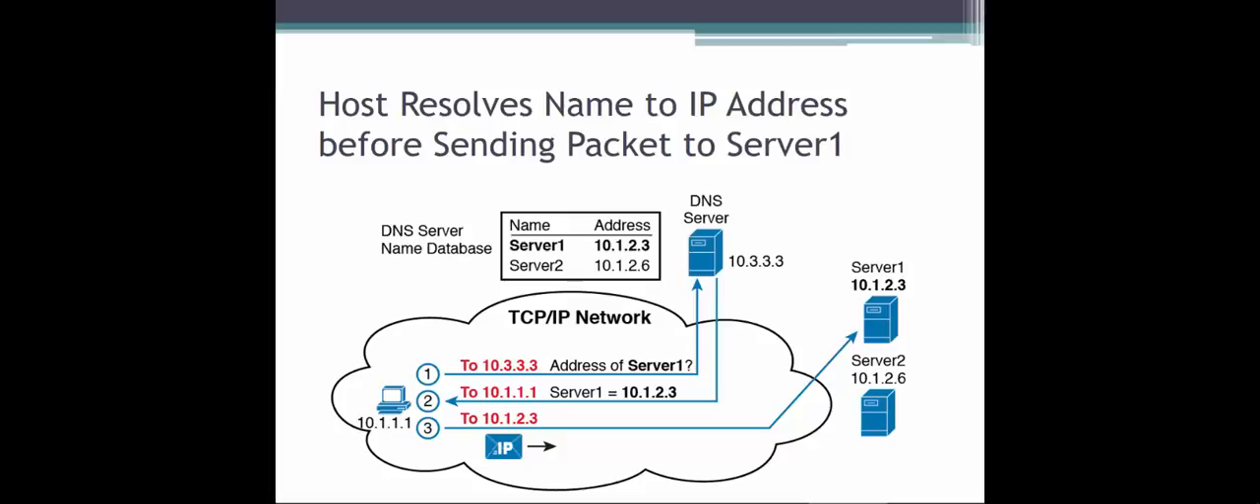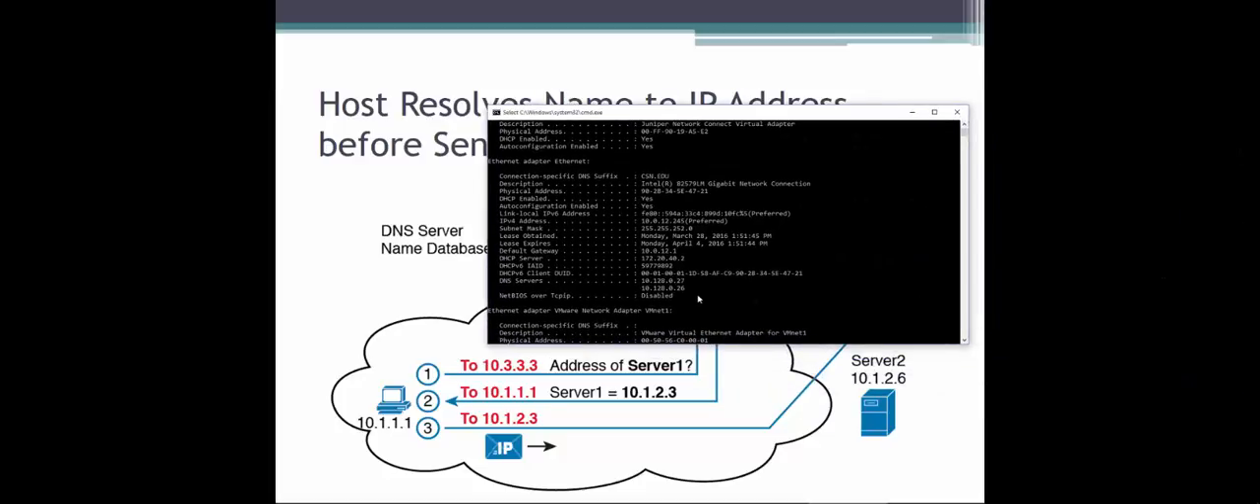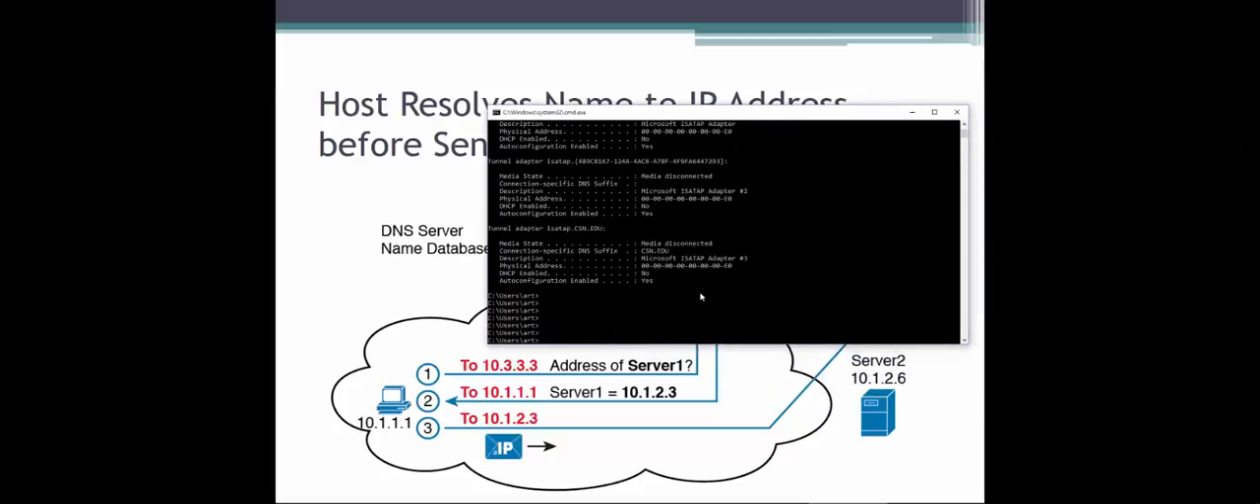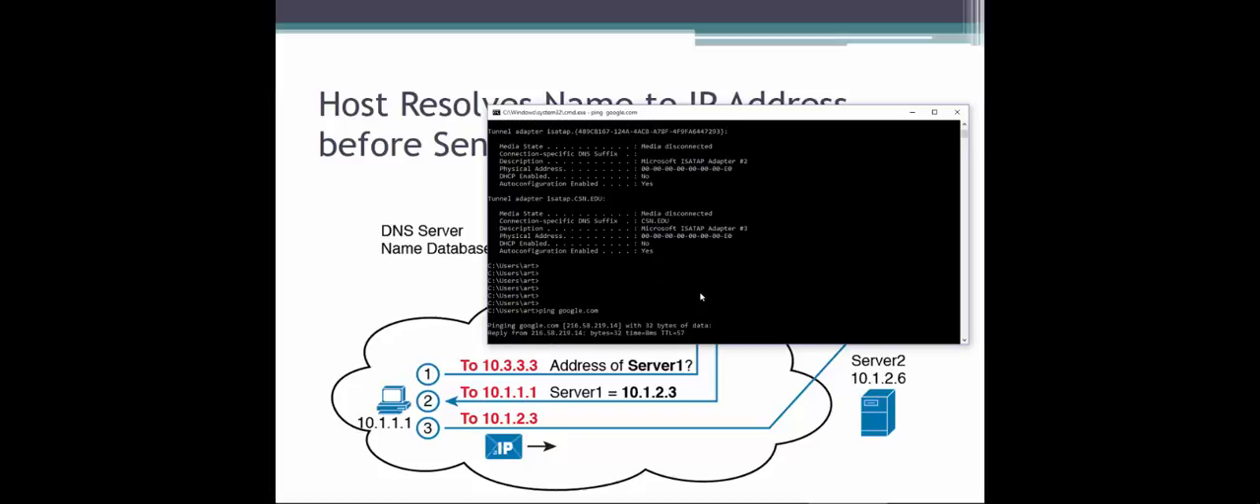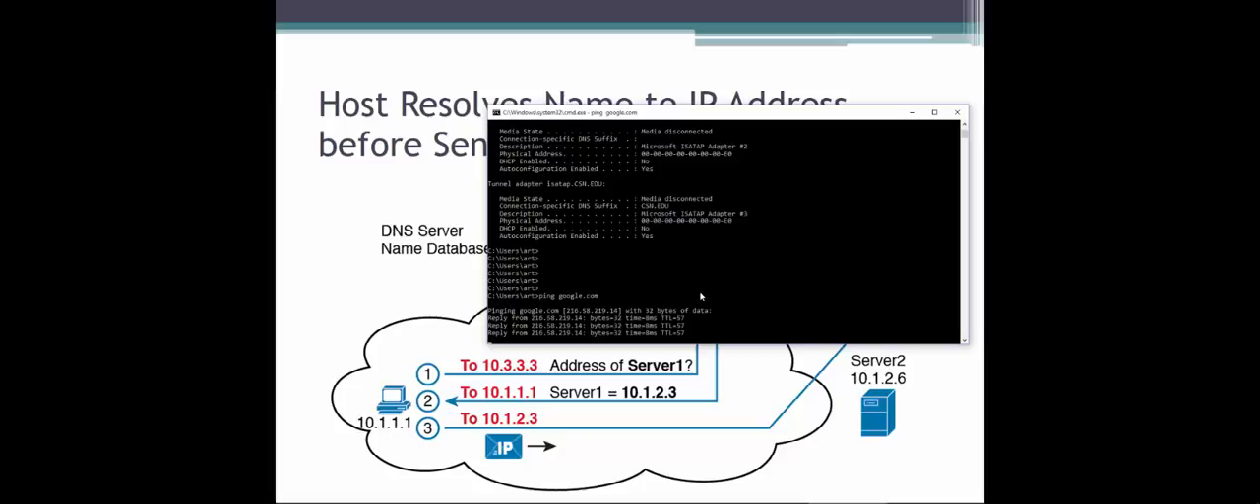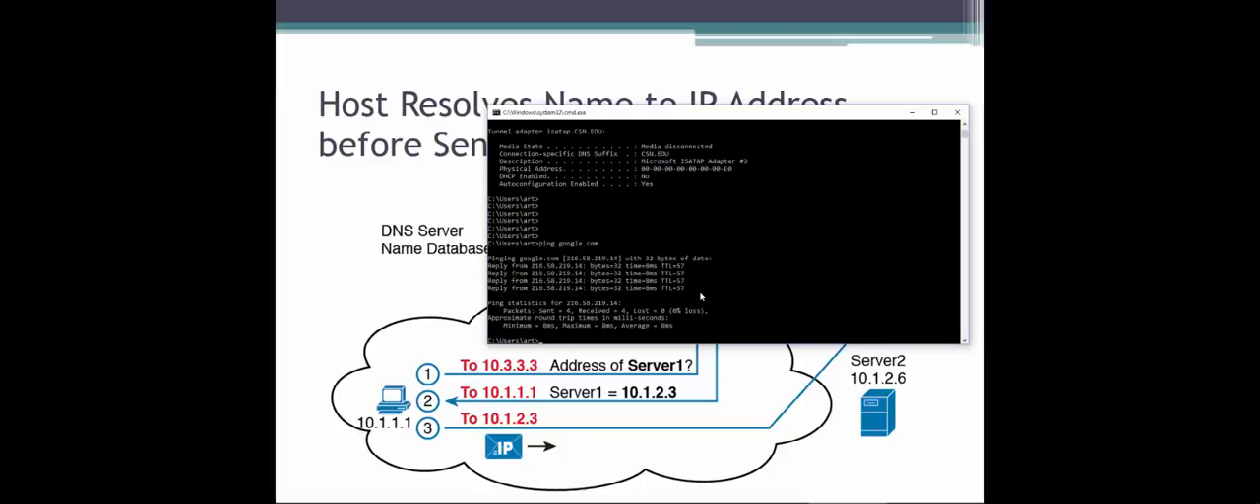So I'm going to open back up my command prompt. Ping google.com. And again, that process is fairly quick. It translated google.com to the IP address of 216.58.219.14. So it actually completed all three of those steps fairly quickly.